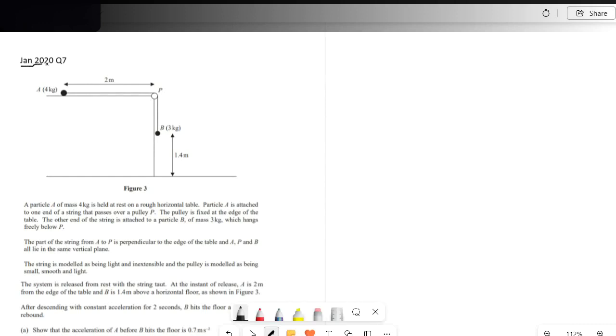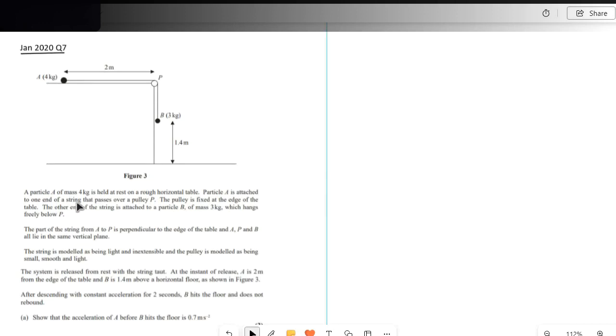So now let's move on to another question, which is from Jan 2020, question number 7. It's given that a particle A of mass 4 kg is held at rest on a rough horizontal table. Particle A is attached to an end of a string that passes over a pulley P. The pulley is fixed at the edge of the table. The other end of the string is attached to a particle B of mass 3 kg which hangs freely below P. The part of the string from A to P is perpendicular to the edge of the table, and A, P and B all lie in the same vertical plane. The string is modeled as being light and inextensible, and the pulley is modeled as being small, smooth and light. The system is released from rest with the string taut.